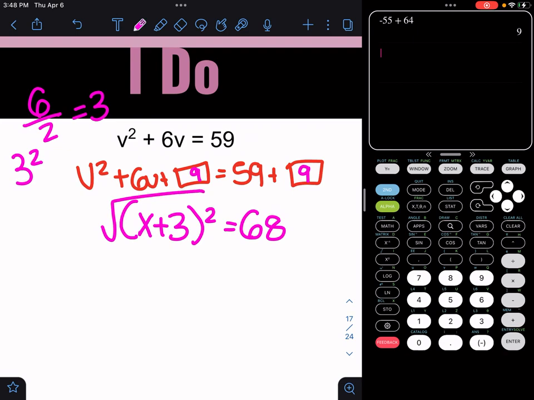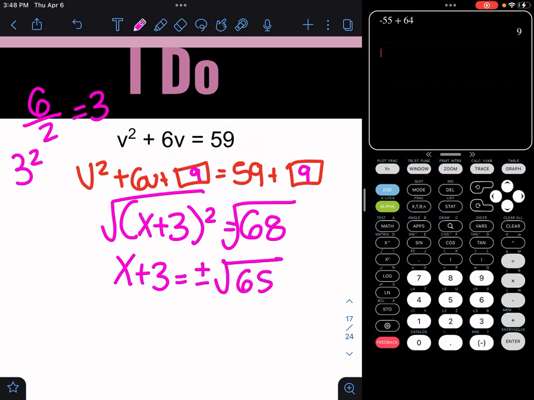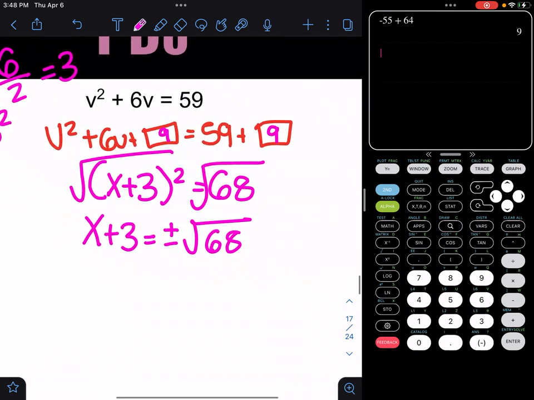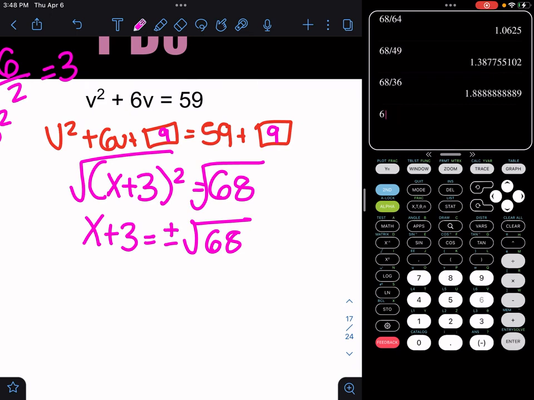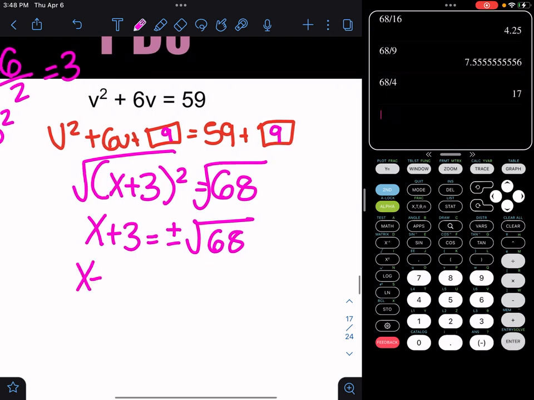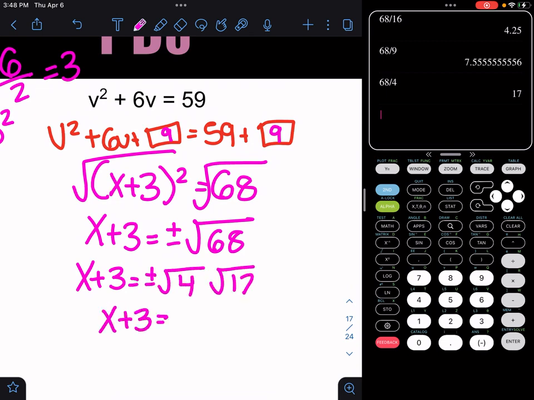Alright, now I take the square root of both sides. The square root of 68 is going to end up being an irrational number. So I'm going to see if I could simplify that by dividing it by my perfect squares. 68 divided by 64, 49, 36, 25, 16, 9, 4. Hey, 4 works, finally. 4 and 17. And then the square root of 4 is 2.